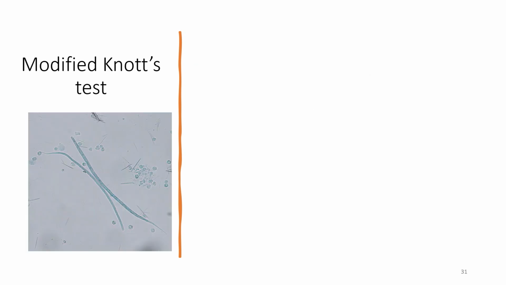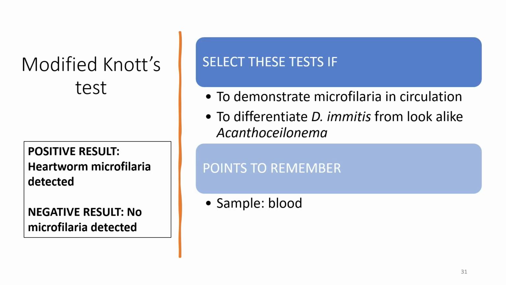And finally, the microfilarial tests, what we offer is the modified Knott's test, which will let you identify and differentiate between true infections. So here in this picture, we have two different species, which can only be differentiated using this test. On the right, we have Dirofilaria immitis, the true heartworm, and on the left, we have Acanthocheilonema, which is a lookalike. So we recommend this test if you want to differentiate Dirofilaria immitis from the lookalike. In that particular case, if you have Acanthocheilonema, you'll have an antigen negative, but microfilaria positive. So again, I recommend this test to demonstrate microfilaria in circulation, and the sample that you would send is blood.